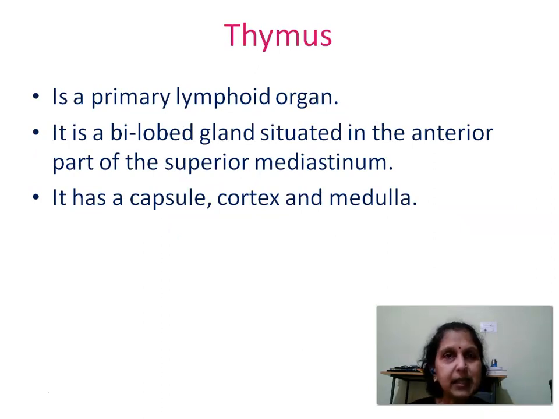Next we see the slide of thymus. Thymus is a primary lymphoid organ. It is a bilobed gland situated in the anterior part of the superior mediastinum. It has capsule, cortex and medulla.